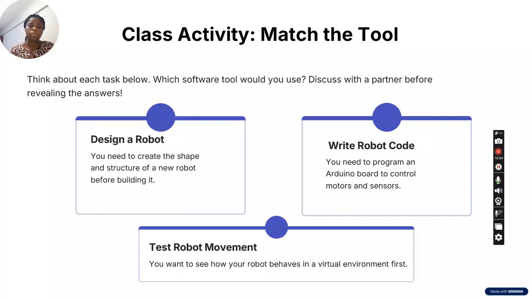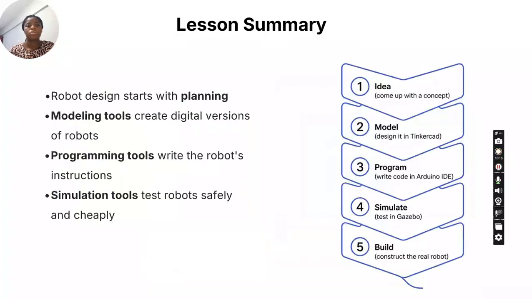Okay, good job, students. Now let's look at what we have been able to discover in this lesson. Robot design starts with planning. You don't just start to build the robot immediately. First you come up with the idea, you do the design, then you program it, then you simulate it, and finally you build the actual robot.